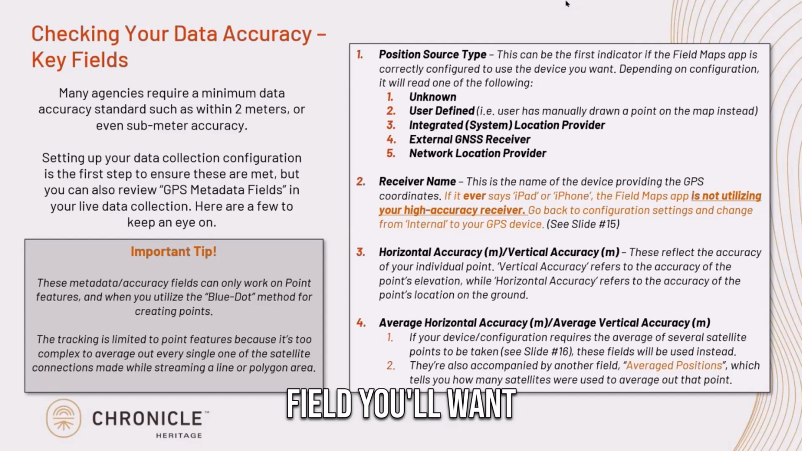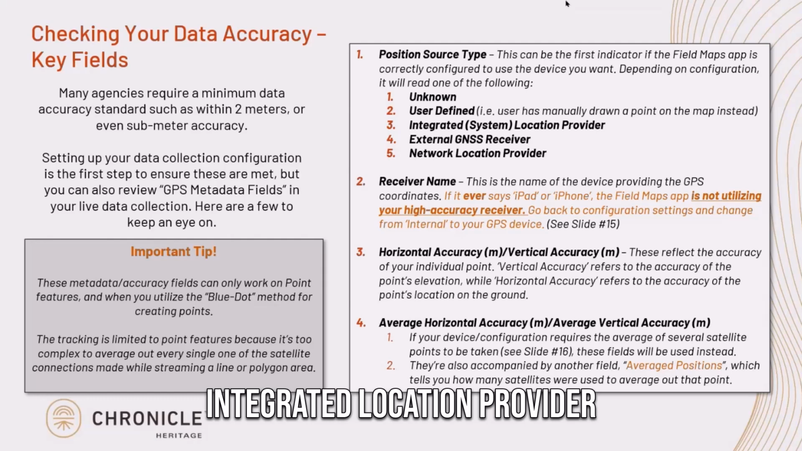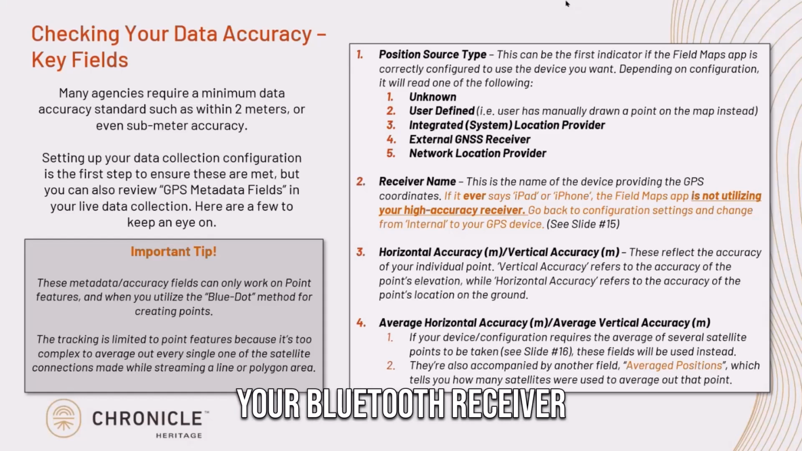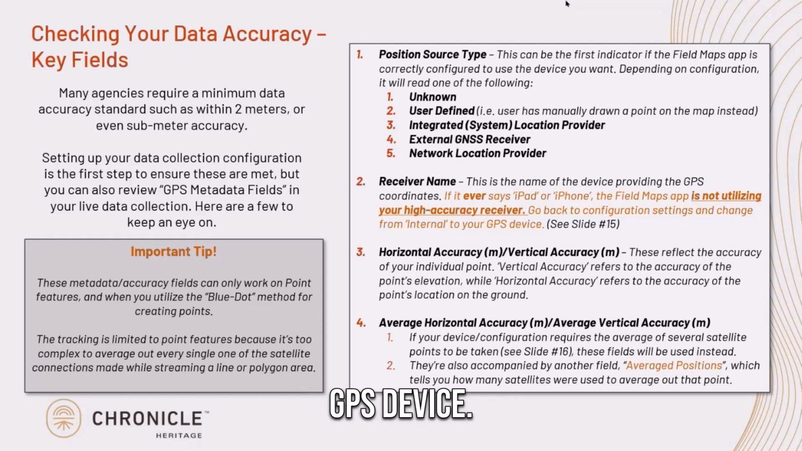The next key field you'll want to look at is the receiver name. So this pairs with position source type to give you a specific name of the device providing the GPS coordinates. This is where if yours says integrated location provider and the receiver name says iPad or iPhone, that means the Field Maps app is not utilizing your Bluetooth receiver. So you need to go back to configuration settings and change from internal to your GPS device. The receiver name is really your ticket to identifying, is my workflow actually using the device I want it to use?